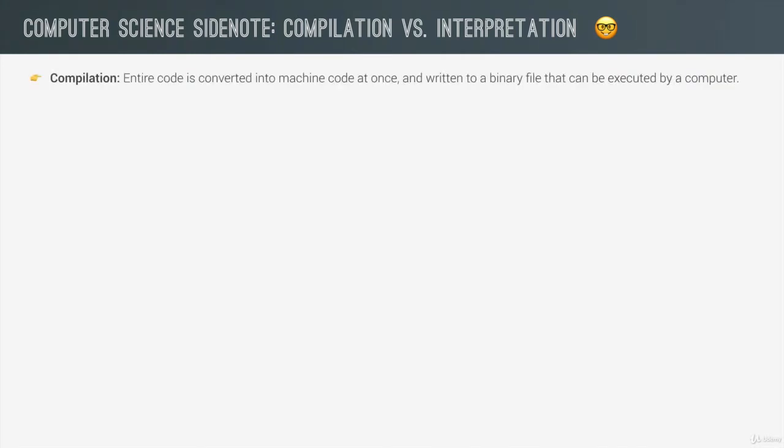But first, we need to make a quick computer science side note here and talk about the difference between compilation and interpretation. So in the last lecture, we learned that the computer's processor only understands zeros and ones, and that therefore every single computer program ultimately needs to be converted into this machine code. And this can happen using compilation or interpretation. So in compilation, the entire source code is converted into machine code at once. And this machine code is then written into a portable file that can be executed on any computer.